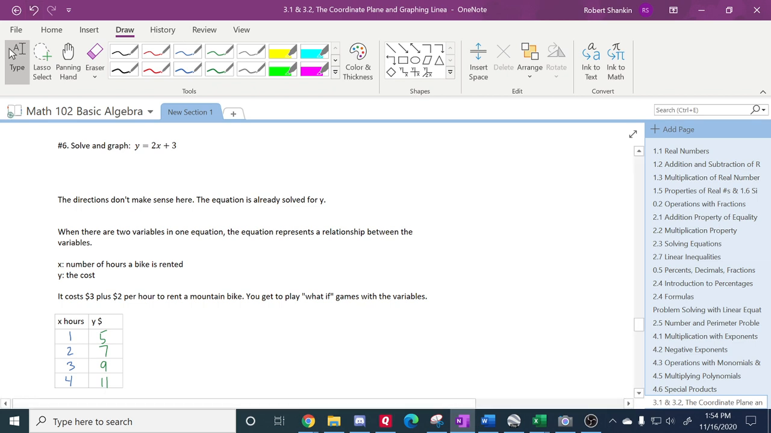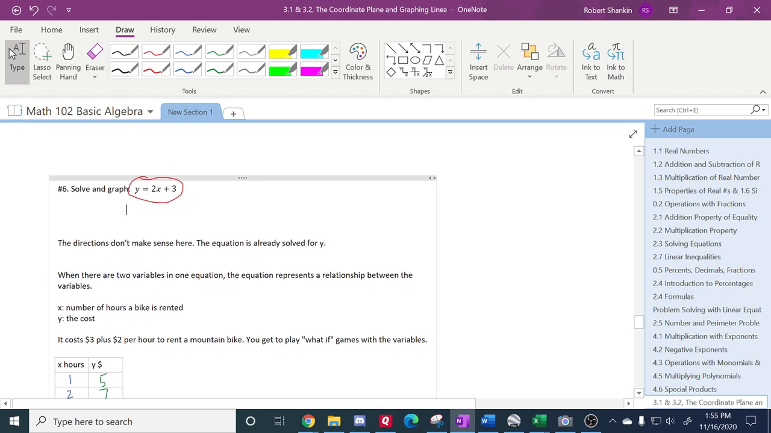So now notice this equation up here looks pretty abstract: y equals 2x plus 3. But it can represent something really concrete like this. When there's 2 letters in one equation, it's a relationship between the 2 variables. And so things like solve the equation would have a different meaning: just get 1 letter alone on one side.